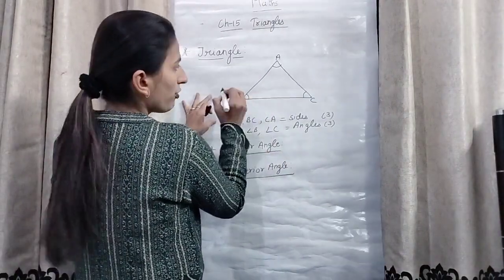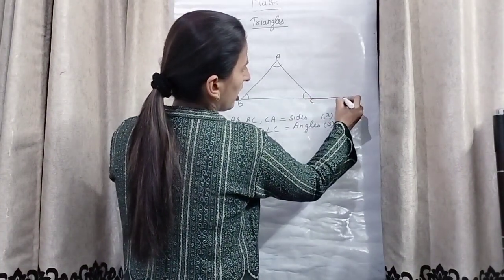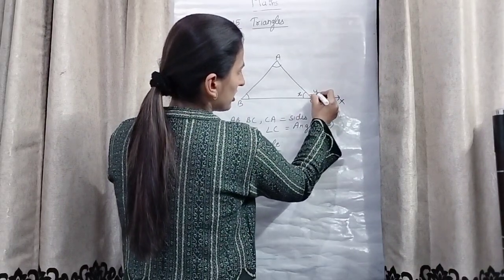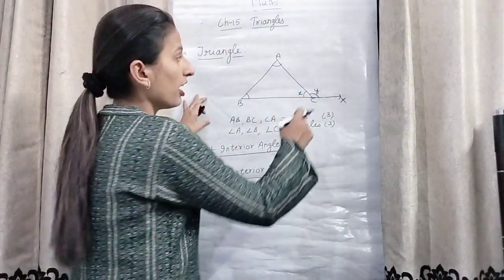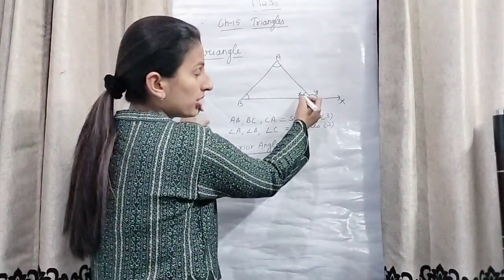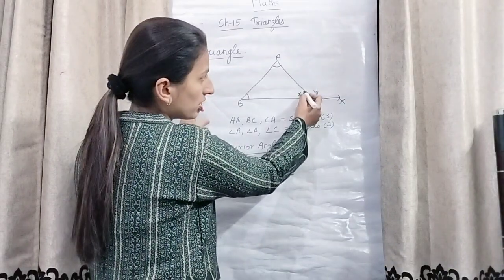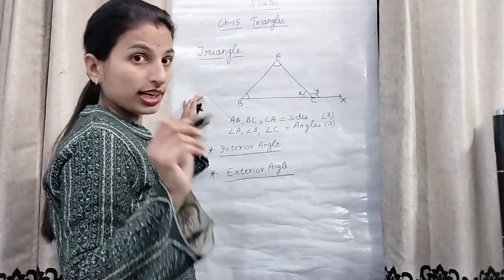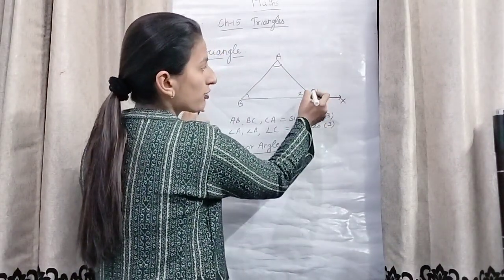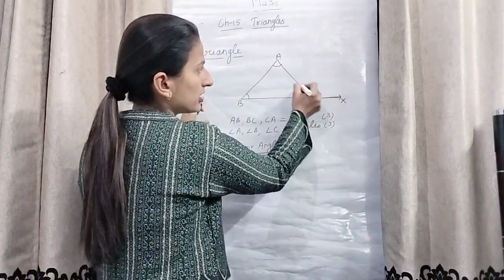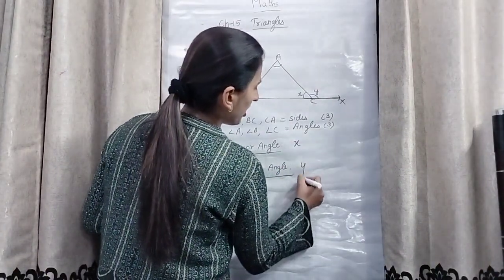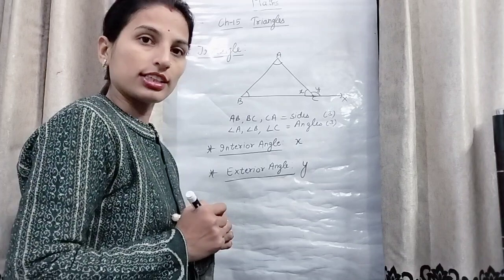See, if we extend this line C up to X, and denote this angle as X and this as Y, then X will be the interior angle and Y will be the exterior angle. I am explaining it again. An interior angle is formed in the interior of the triangle by joining two sides of the triangle, and an exterior angle is formed by extending any one side of a triangle, between the extended side and the adjacent side. So here angle X will be the interior angle and angle Y will be the exterior angle.